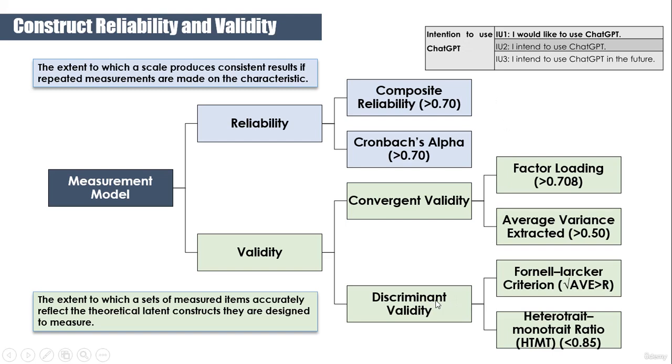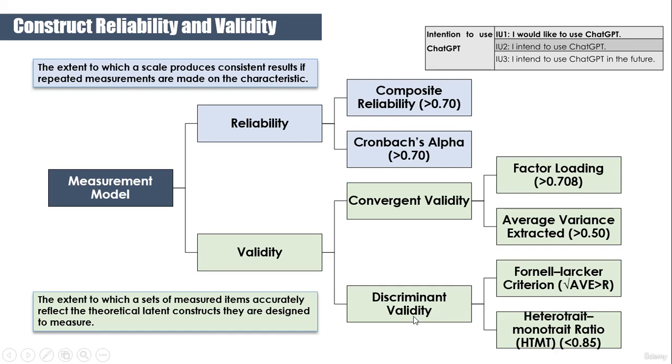On the other hand, discriminant validity is measured by using the Fornell-Larcker criterion. Another one is the heterotrait-monotrait ratio, that means HTMT. For the Fornell-Larcker criterion, the square root of AVE, that means average variance extracted, should be higher than r, that means the correlation between two constructs. We will see this in the practical example. And for the HTMT, the heterotrait-monotrait ratio should be less than 0.85, and it cannot be higher than 0.90. At that time, there will be a lack of discriminant validity.